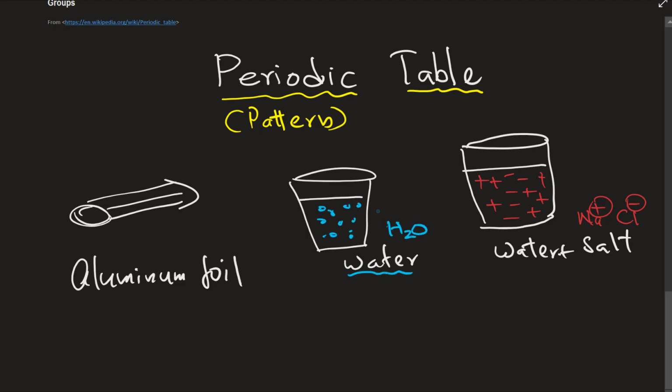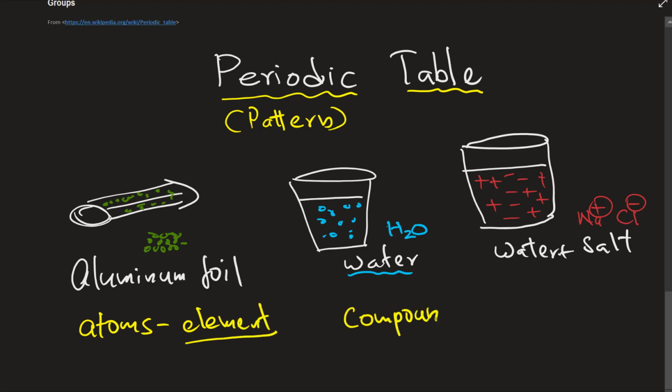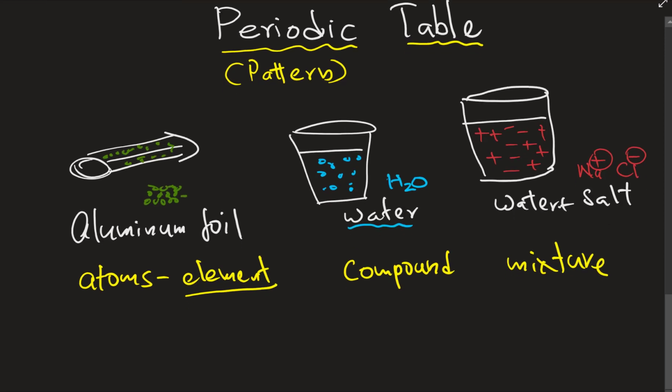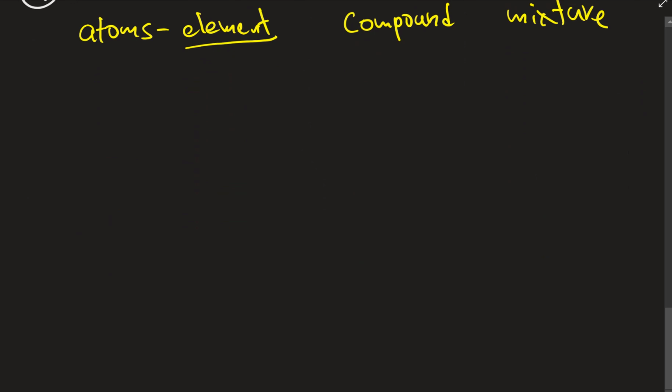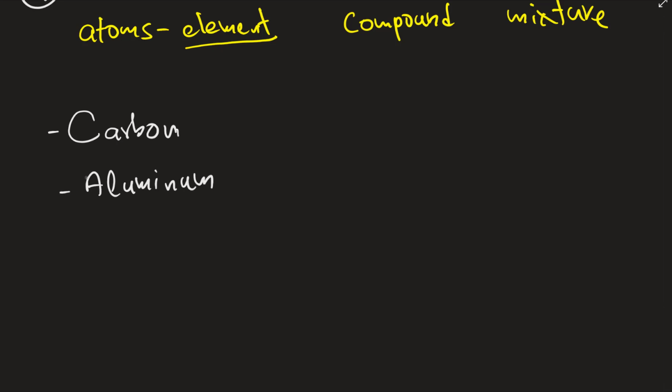Water is H2O. It's the same kind of molecules sitting in the glass, and the aluminum has the same kind of atoms, a whole bunch of atoms. Now, these atoms all together, we call one kind of element, that's aluminum, and then the water is called a compound, and the water and salt together we call a mixture. So this ABC separation is important when you are in your science class, when you are in your chemistry class someday.